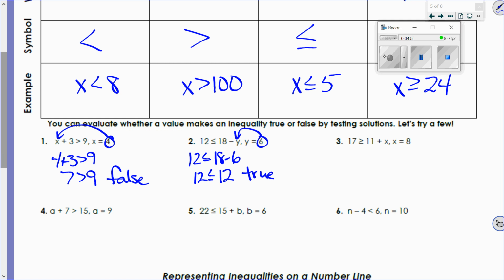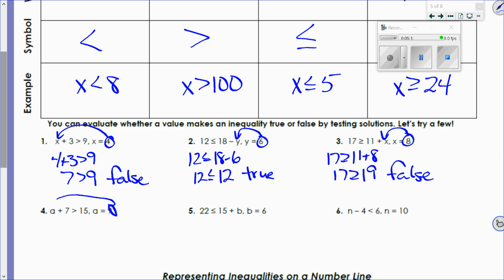Okay, guys, let's look at these real quick. So I'm doing the first one. I'm substituting 8 in. Is 17 greater than or equal to 11 plus 8? Is 17 greater than or equal to 19? False. That is not true. Okay, here's our 9. Putting it over here, 9 plus 7 is greater than 15. No. Is 16 greater than 15?